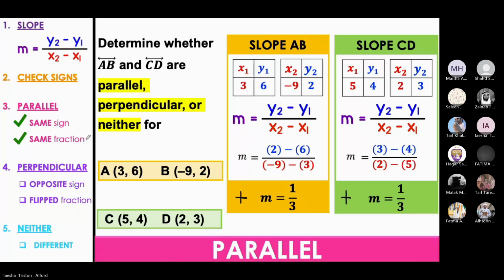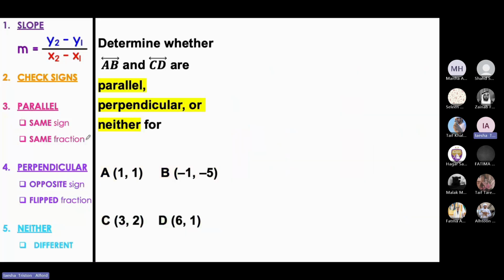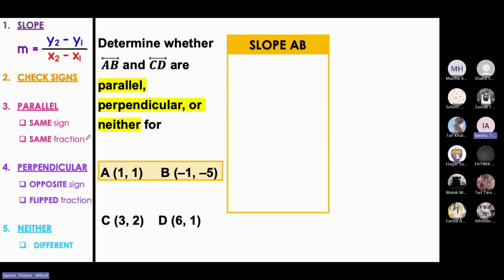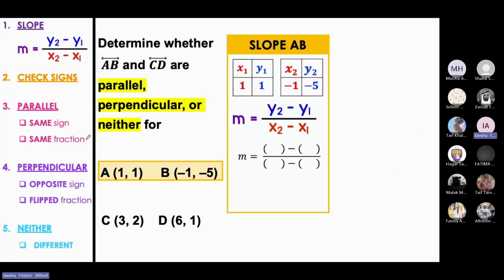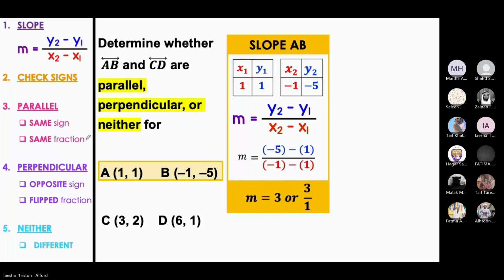Okay. Another one. So same again. Find the slope for A and B. Here's the x1, y1, x2, y2. Write the slope formula, put the parentheses, put the numbers inside. Get the calculator, and you're going to get positive 3 or positive 3 over 1.